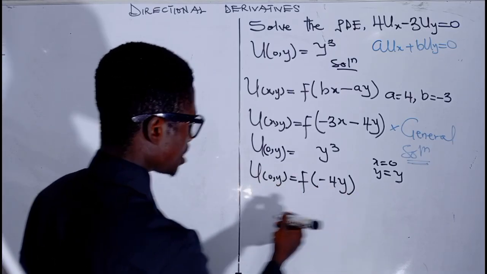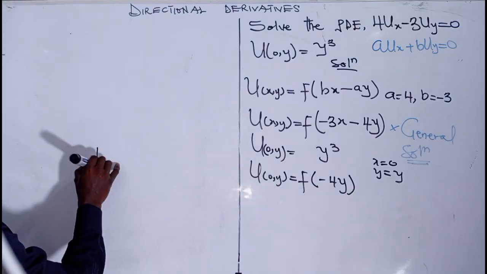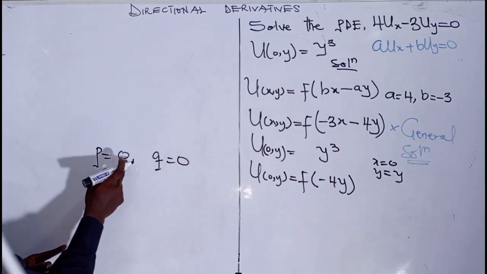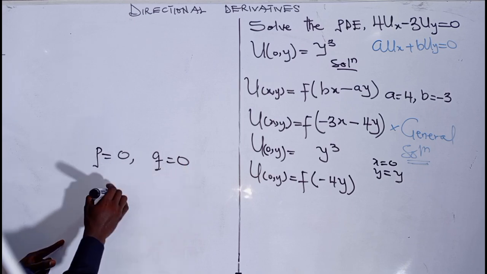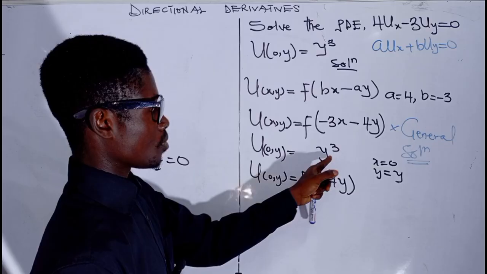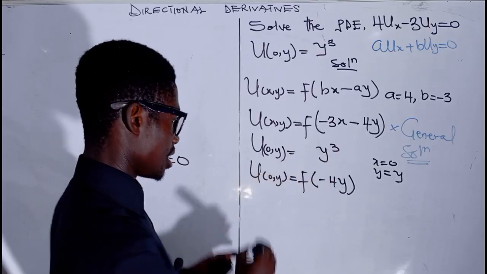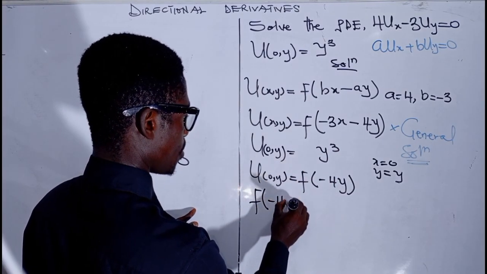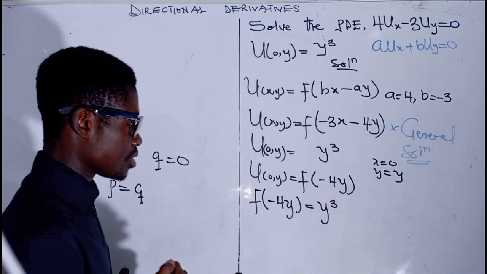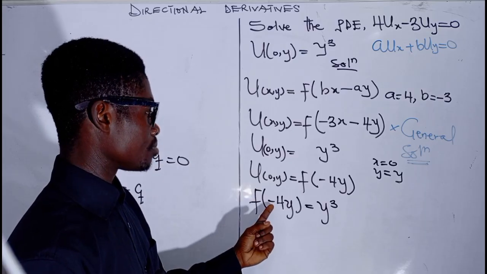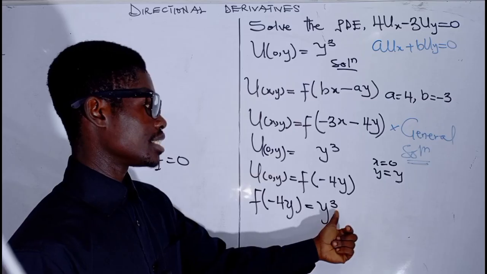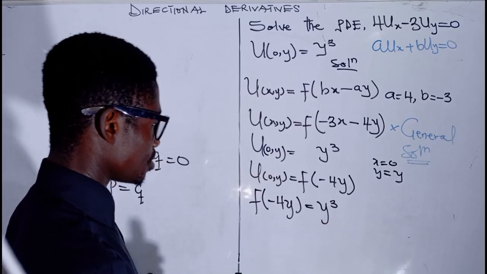So we have u of 0,y is equal to y cube and then u of 0,y is equal to a function of minus 4y. If you have, let's say, two equations, let's say P is equal to 0 and Q is equal to 0, since this is equal to 0 and this is also equal to 0, we can say that P is equal to Q. So from here, we can say that y cube is equal to a function of minus 4y. So at this very point, what we are going to do is find out what happened to minus 4y that gave us y cube.